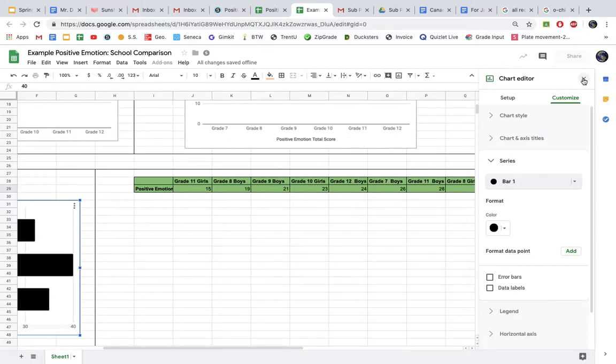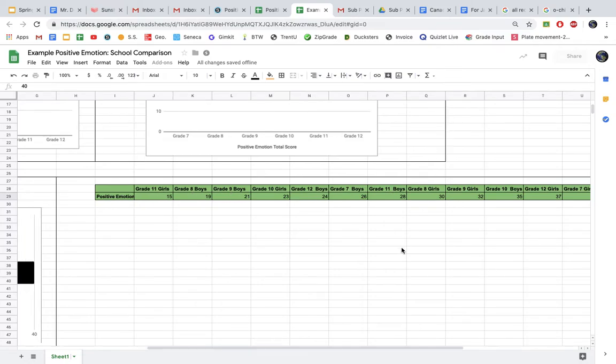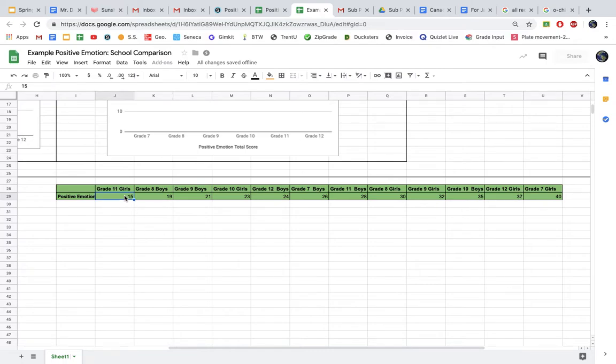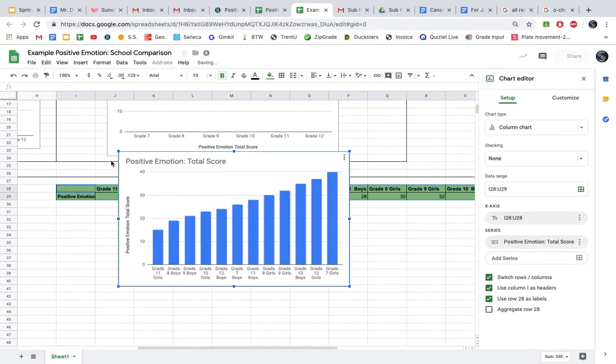Let's go on to the last one. So what do we got here? Positive emotion all the way through. This one is doing in order. So this one we're going lowest all the way to highest. And this one is not going just on grade. This is going divided by grade and gender. So highlight, insert. I think the best for this will be just like this, a bar graph or bar chart. And this is pretty cool because we're looking at, you know, top to bottom or bottom to top.